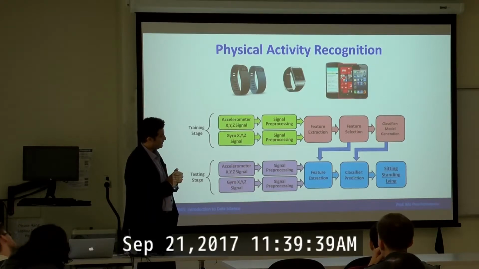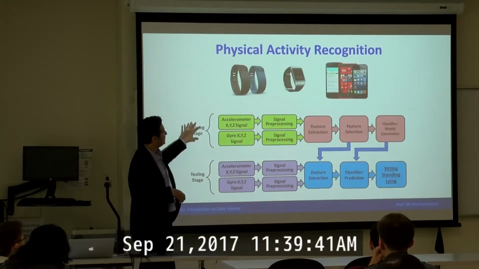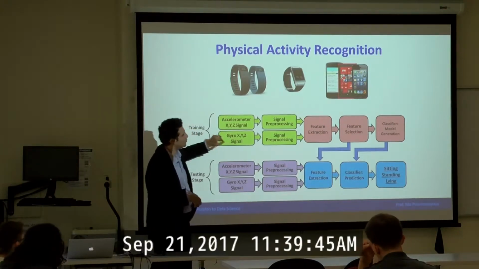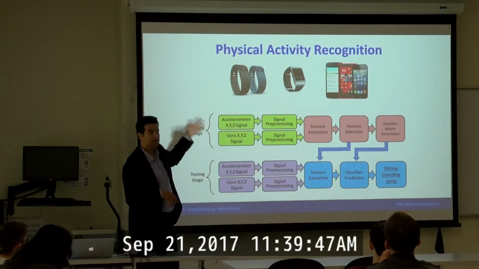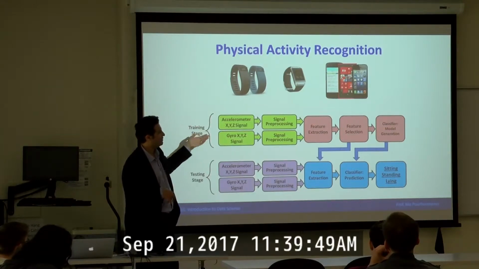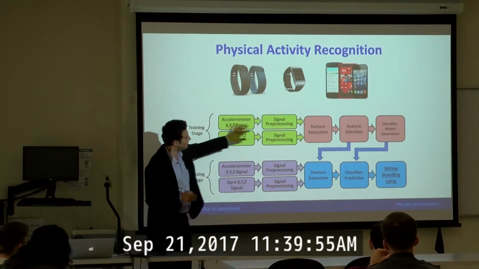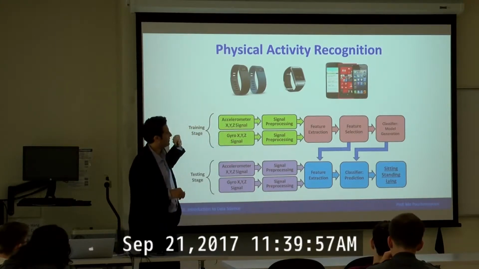And select the best features. Then the training stage means that we have the data with these features, and we also know the label. We know if the individual was running or sitting or lying or walking, whatever. So we train our machine learning algorithm based on this training data.